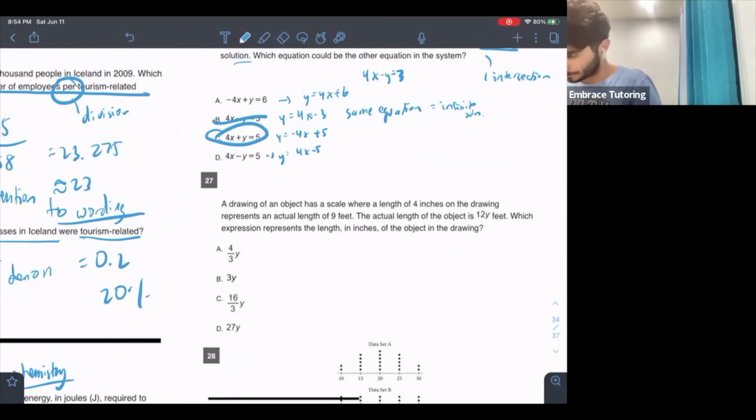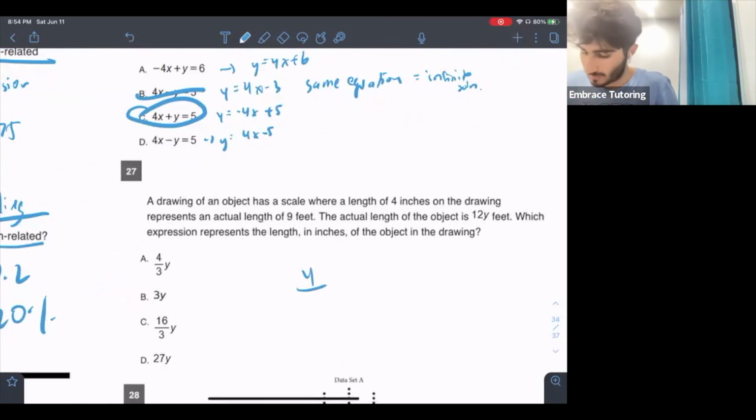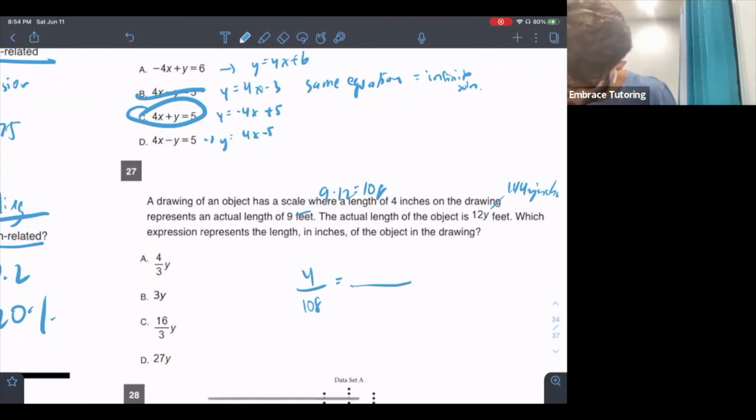27. A drawing of an object has a scale where a length of 4 inches on the drawing represents an actual 9 feet, which is 108 inches, because it's easier to convert everything into inches than feet. 9 times 12 is 108 inches. That's how I got that. Now it's asking, the actual length of an object is 12y feet, meaning it's 144y inches. So you would do actual is 144y inches.